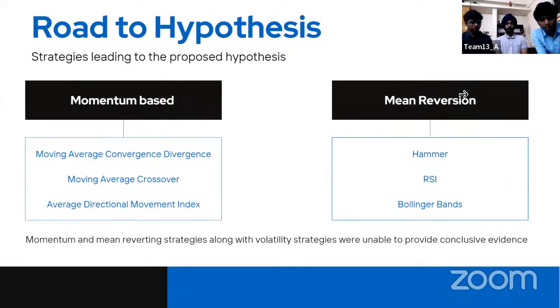So the road to the hypothesis: we tried out mainly two types of strategies. One is momentum-based strategies and the other is mean reverting strategies. In momentum-based strategies, we tried the MACD, which is the moving average convergence divergence, the moving average crossover, and the ADX, which is the average directional movement index. In mean reverting strategies, we tried a candlestick pattern named hammer, RSI and Bollinger Bands. Momentum and mean reverting strategies could not provide any conclusive evidence, which is when we moved to volatility-based strategies. But they also could not provide any conclusive evidence on their effectiveness in Indian markets.